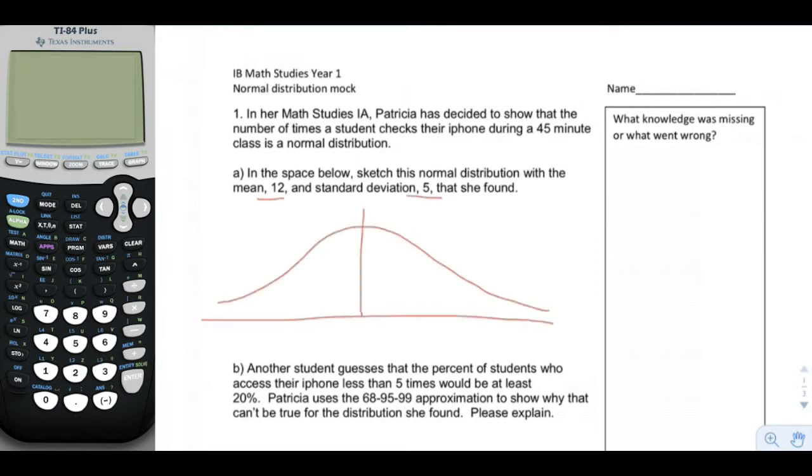So the middle is the mean, and the standard deviation lines, which go out to the left and right, are spaced by 5 because the standard deviation is 5. This would be 24. This would be 2. Oh, not 24, 22. 22.